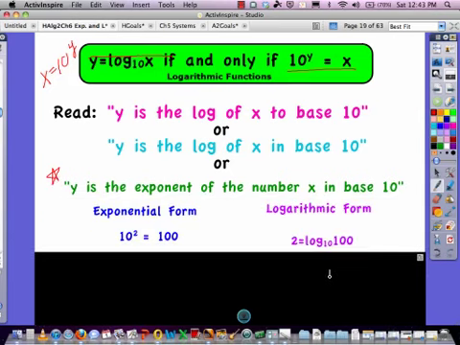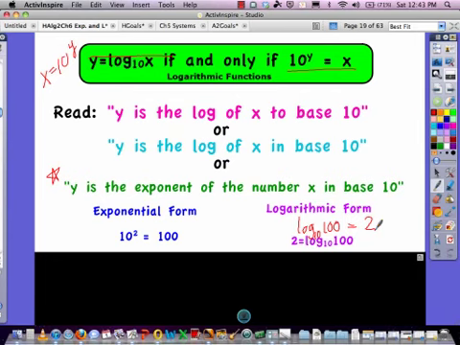So look at these two examples. You definitely know now that 10 to the second equals 100. So look what that same exponential equation looks like in logarithmic form. And this 2 really could be on either side. So if I wanted, I could have written this as the log of 100 in base 10 also equals 2. And that may make more sense for some of your brains. But it does read the log of 100 in base 10 equals 2.